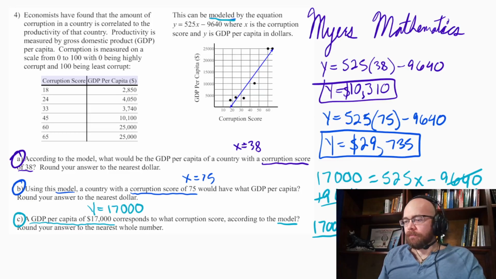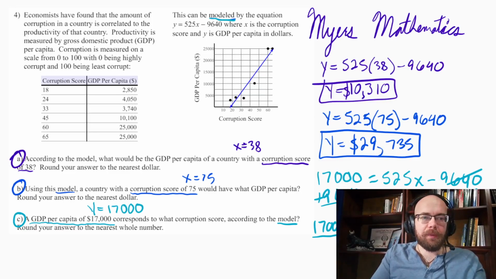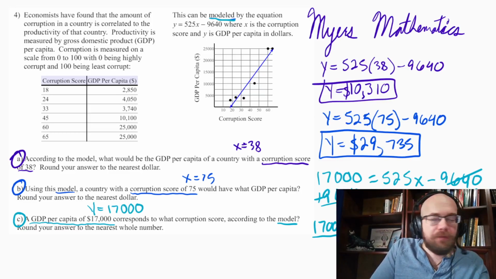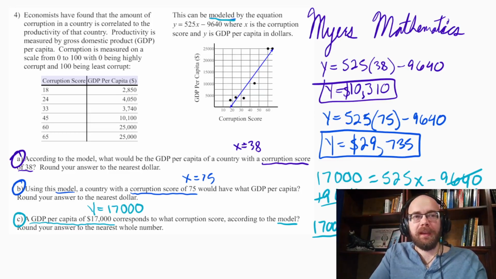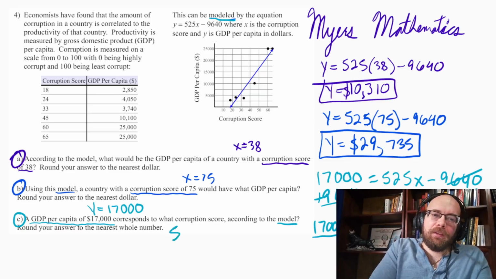525, and I get 50-ish. Let's see. So GDP per capita 17,000 corresponds to what corruption score according to the model? It's not a whole number, but it seems like the corruption score is always a whole number. They're saying to round to the nearest whole number, which seems to be 51. You are half corrupt and half not corrupt. So, good job, I guess. So yeah, a 51 corruption score.